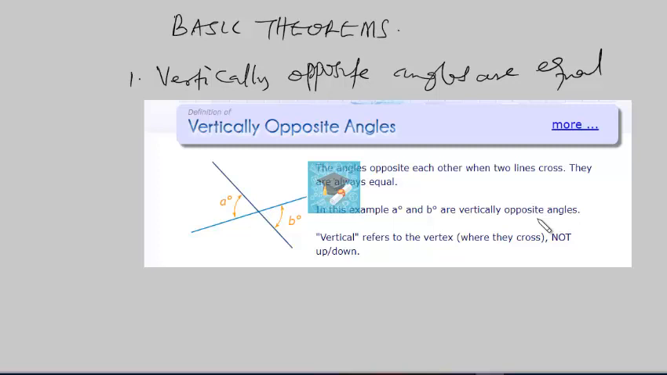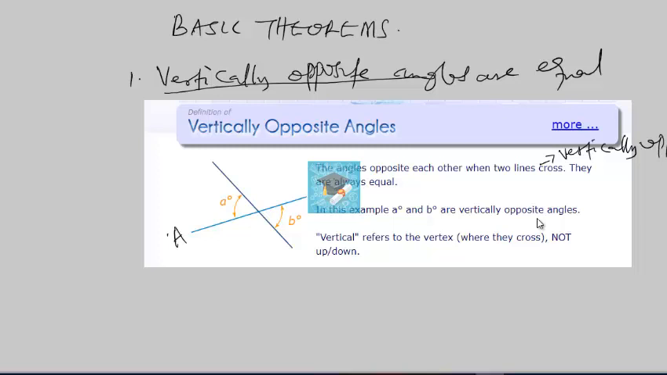So the first one says that vertically opposite angles are equal. Before you can understand this theorem, you must understand the meaning of vertically opposite angles. When we say two angles are vertically opposite each other, you must know what that means. The angles opposite each other when two lines cross are called vertically opposite angles. They are vertically opposite because they are formed as a result of two lines crossing.